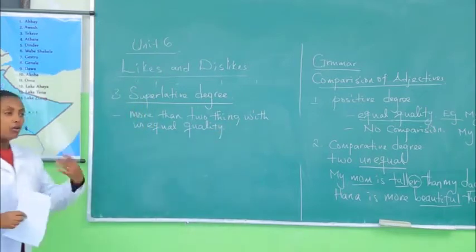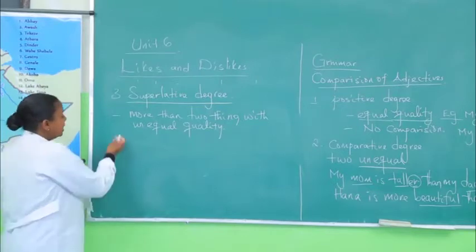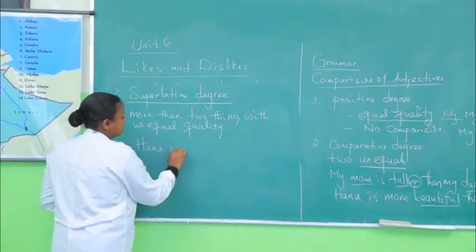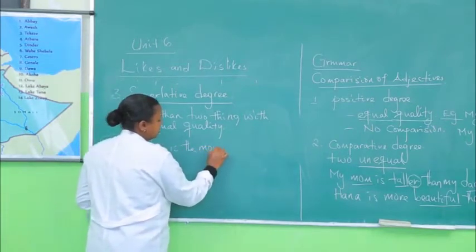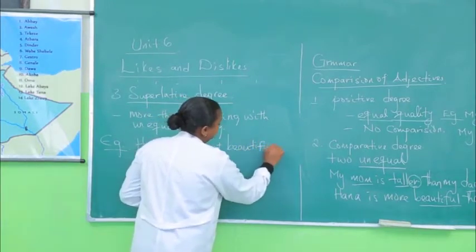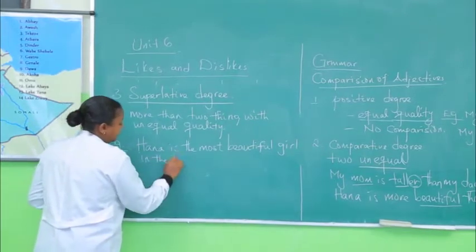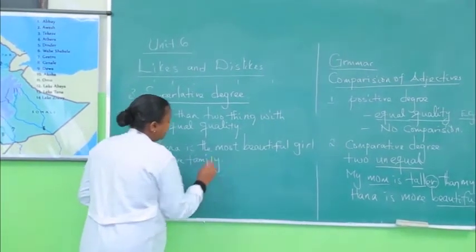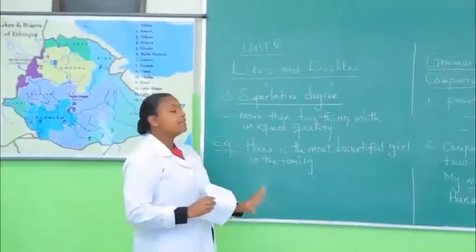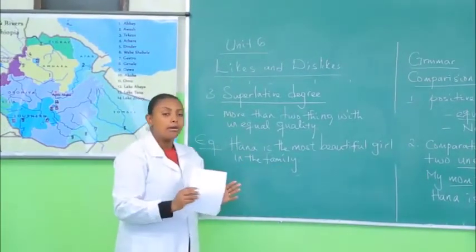Maybe I'm comparing, or I'm going to compare one thing with many others. Like for example, Hannah is the most beautiful girl in the family. So here I'm comparing Hannah with the whole members of the family. So Hannah is the most beautiful. I compared her with more than two members of the family.